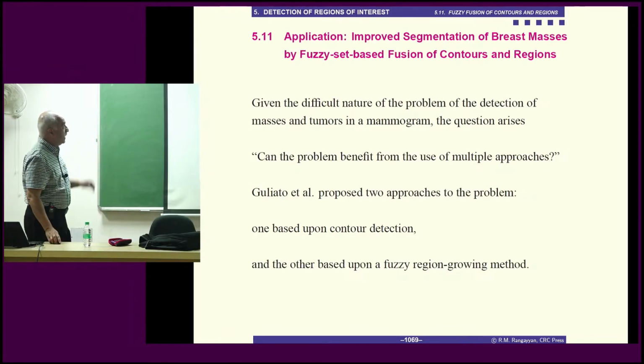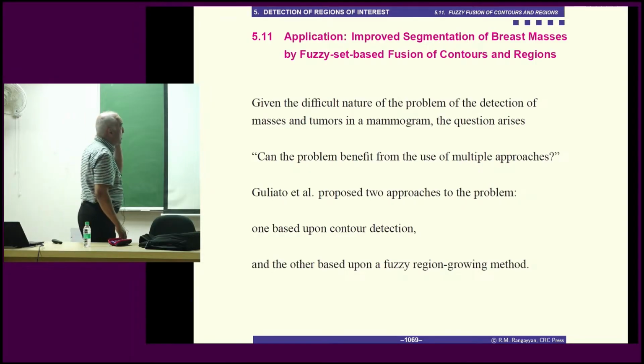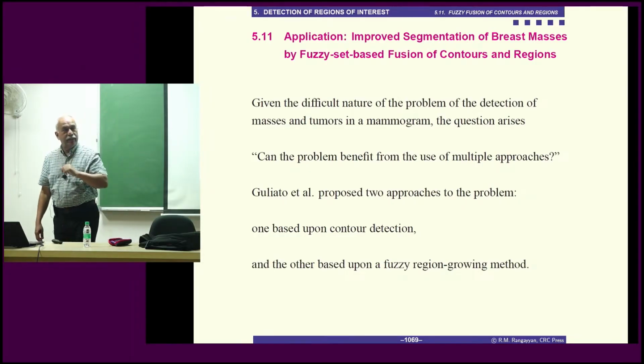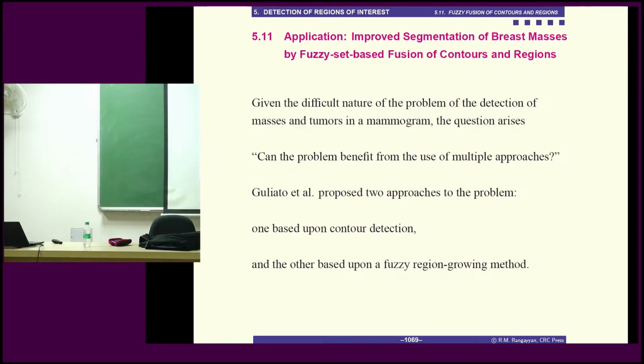The next one is fuzzy set based fusion of contours and regions. When applying this Gabor filter on the entire image, there could be something inside the breast that gets detected. Not calcification, but the fibroglandular tissue. Fibroglandular tissues will come up later in chapter 8 in the detection of tumors. They have sort of curvilinear structure patterns. So if you use Gabor filters on the entire image, you will detect the fibroglandular tissue patterns.